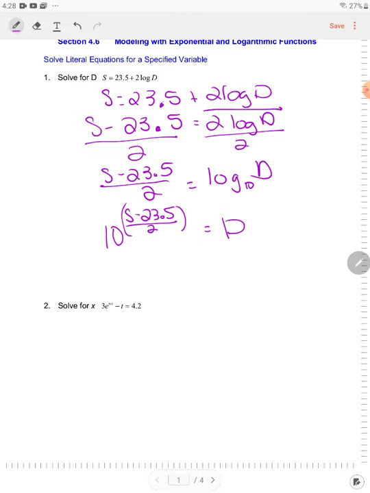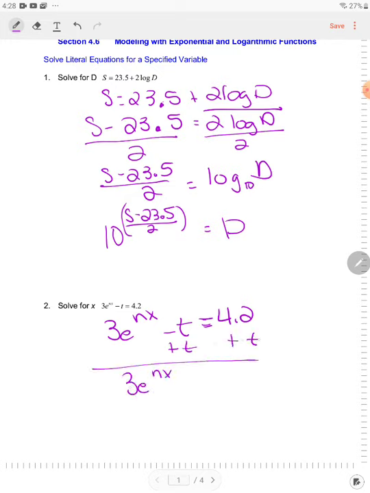Okay, number 2, we're solving for the x. So this is 3e to the nx minus t equals 4.2. Please notice all of your variables now are lowercase. Add t to both sides. 3e to the nx is 4.2 plus t. Divide by 3. So e to the nx is equal to 4.2 plus t divided by 3.